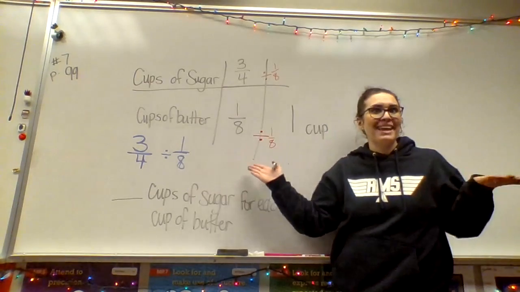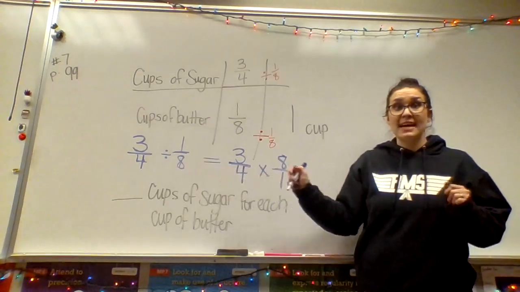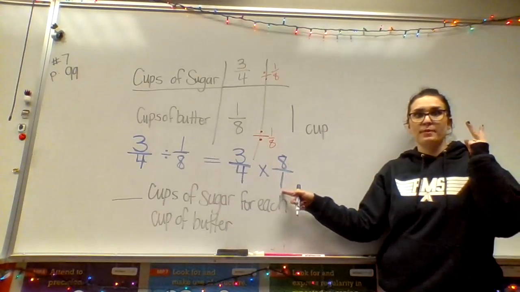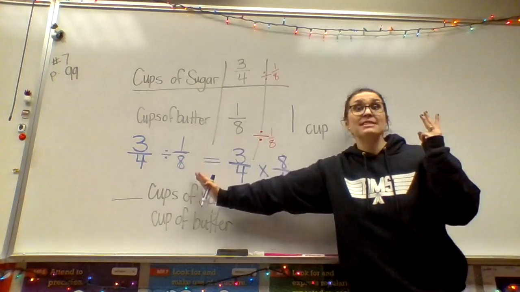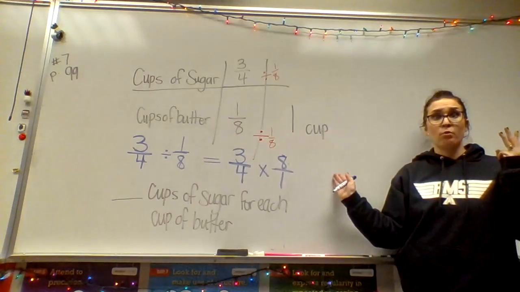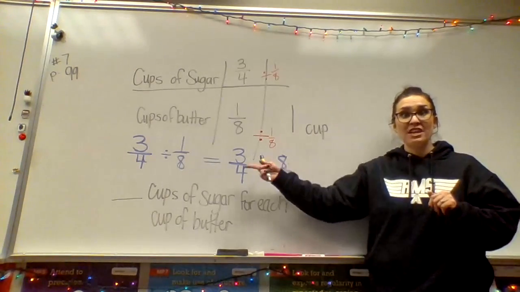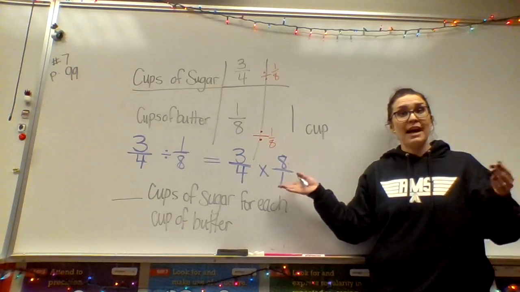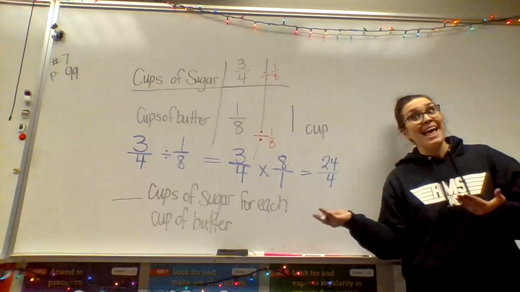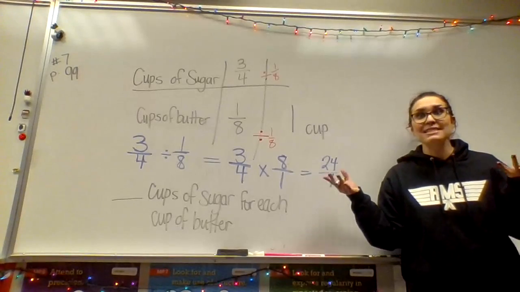So our new multiplication sentence would look like this. My keep was 3/4, that stayed the same. My change was my operation sign, it went from division to multiplication. And then my flip was getting the reciprocal of 1/8. The reciprocal of 1/8, if we just flip it, is 8/1. Now, my friends, this is in a nice friendly format, and we can just multiply straight across. So now we'll do 8 times 3/4 times 1. And when we do the math, we get 24/4. But we can simplify that.